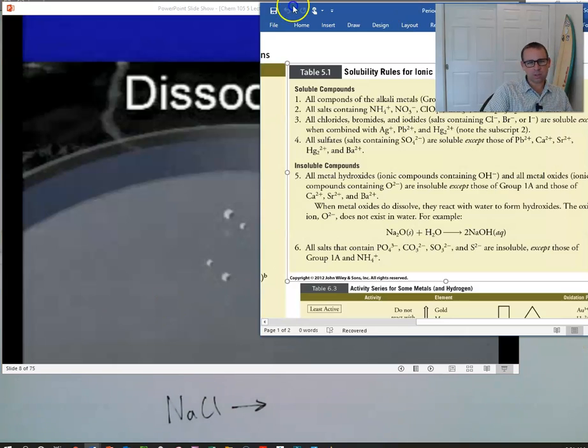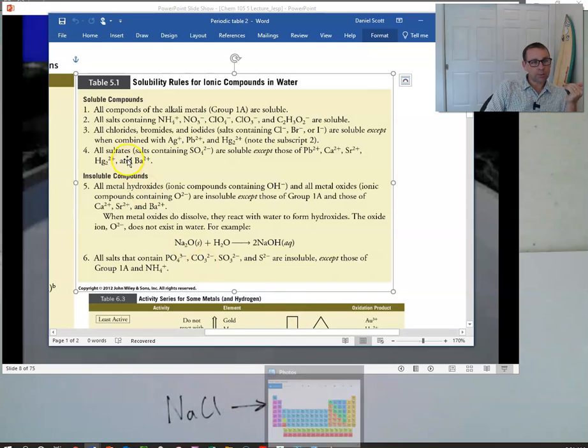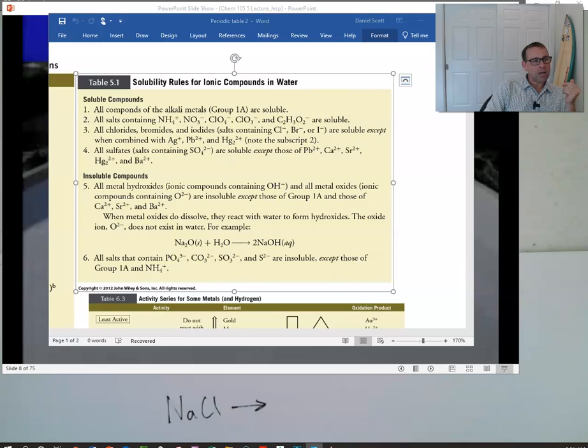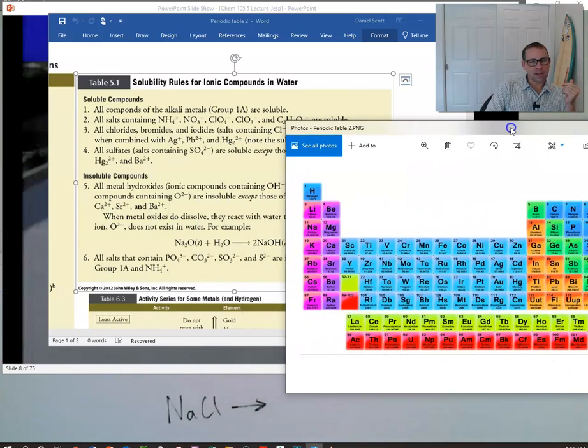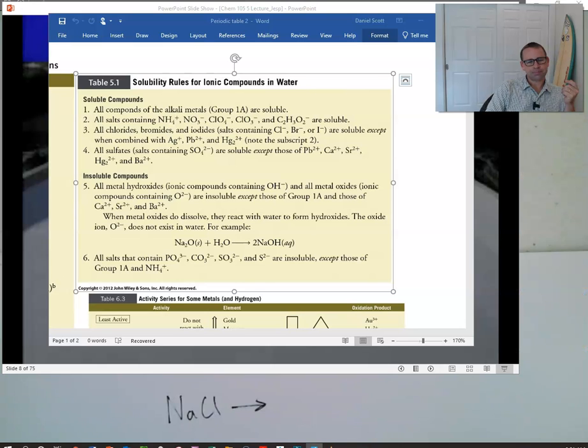Well, let's see, is sodium chloride soluble or not? Can you tell me on the periodic table where it says whether or not sodium chloride is soluble in water? Which rule? All right, rule 3: chlorides are soluble. Another rule that tells us that sodium chloride is soluble is rule 1: all compounds that contain group 1A, because sodium is group 1A, right? Okay.